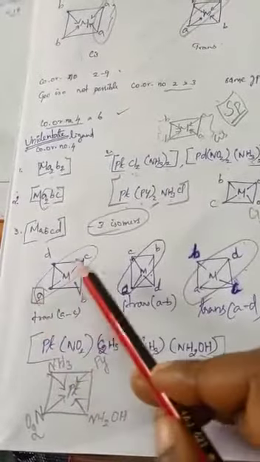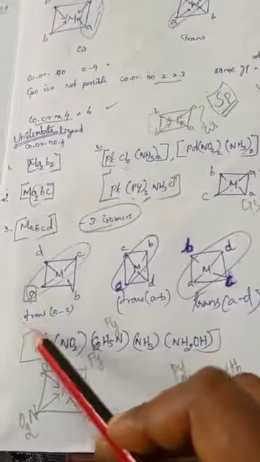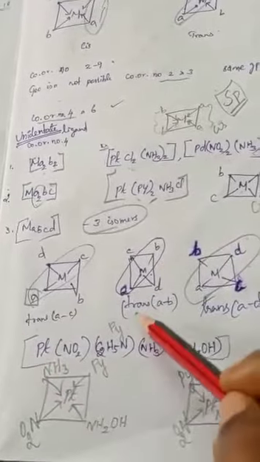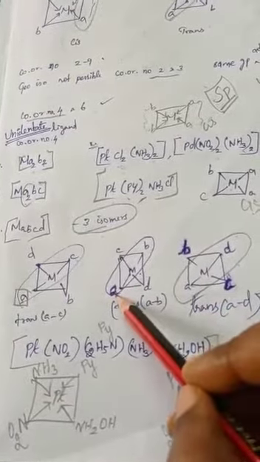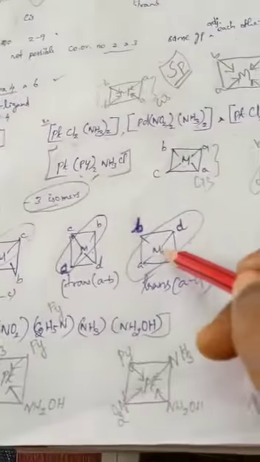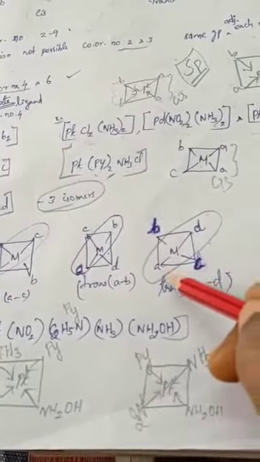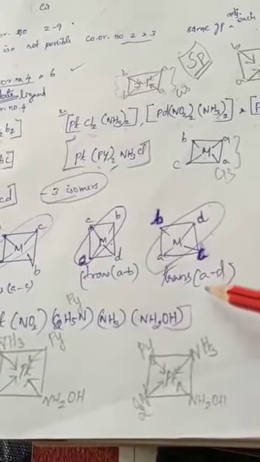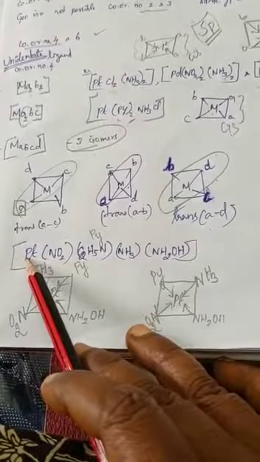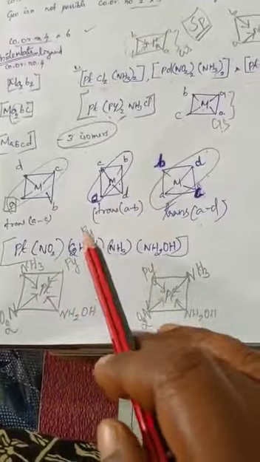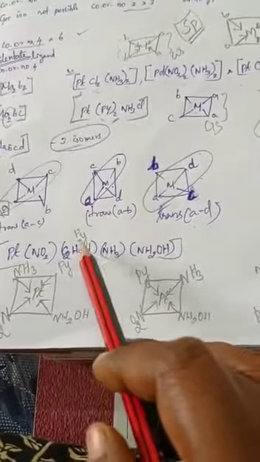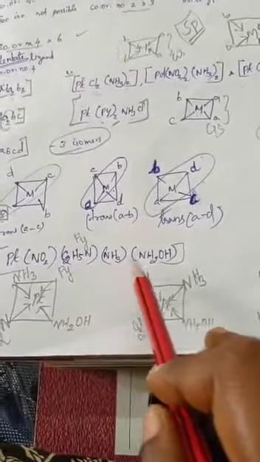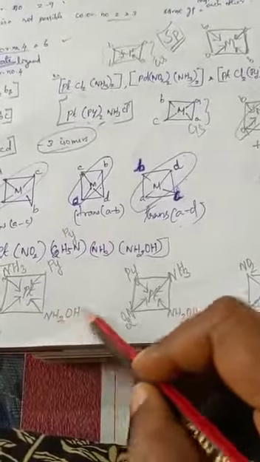So with respect to A, C is diagonal, so we are getting one trans isomer. Here with respect to A, B is diagonal to A, so we are getting another one. And here with respect to A, D is diagonal to A, so we are getting this isomer. For this, one example is given: platinum is the central metal atom and nitro group, pyridine C5H5N, pyridine you can also write as Py. Here amine and hydroxide. Here we will keep any one of the ligands fixed. You just try on your own.